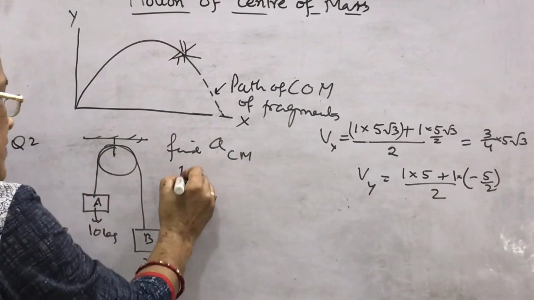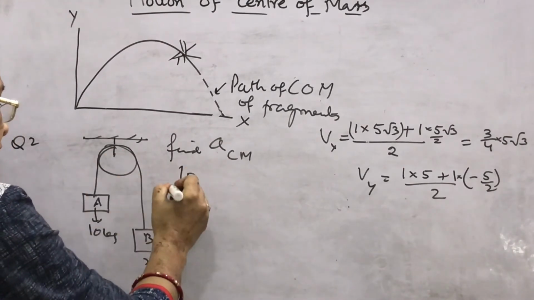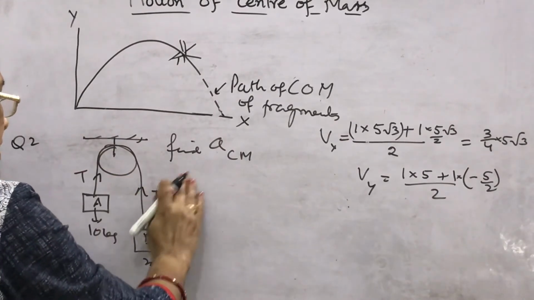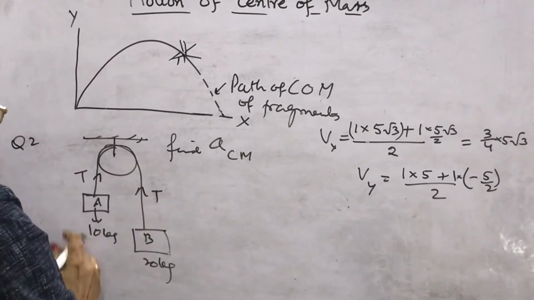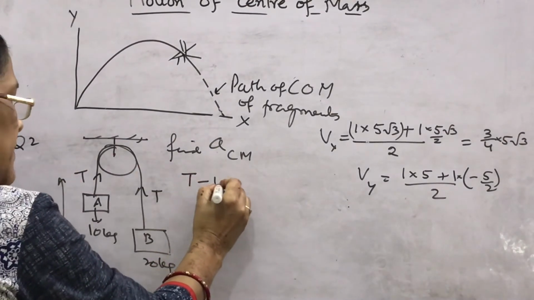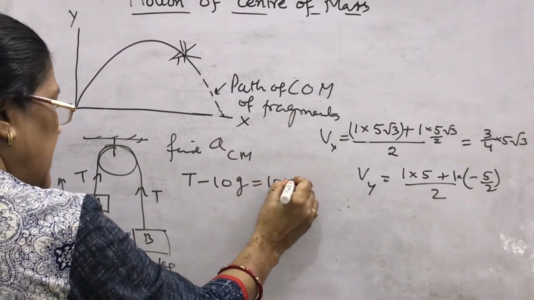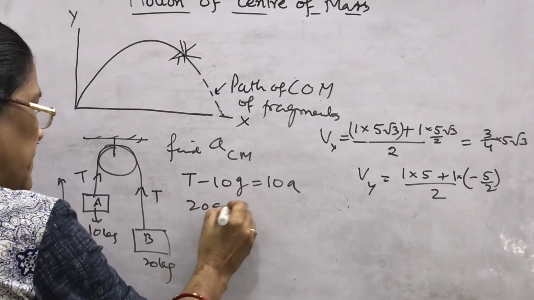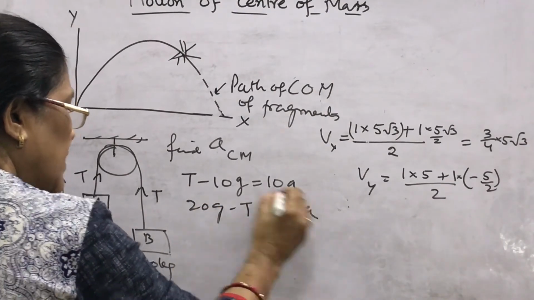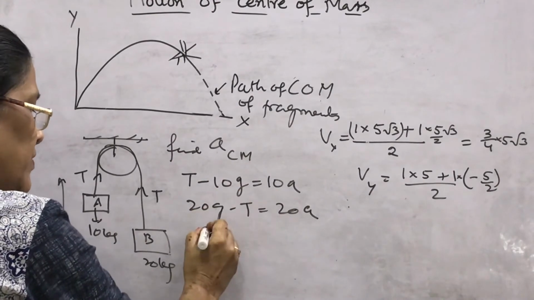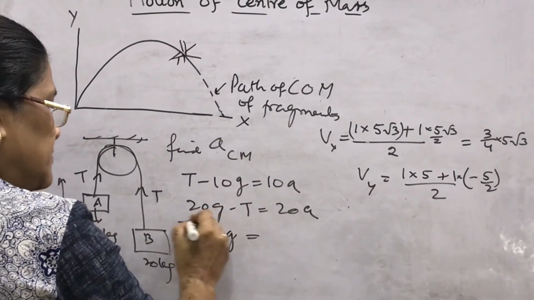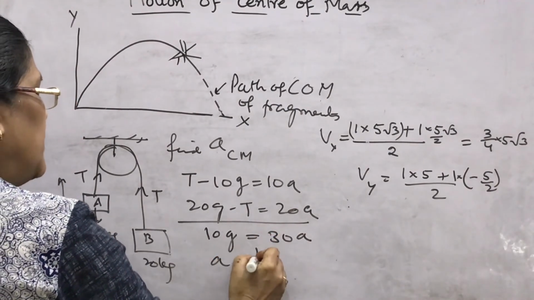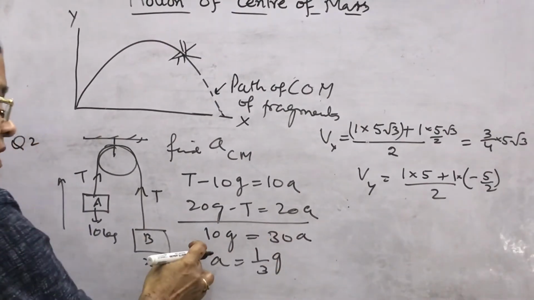First equation: this 10 g will be the weight downward and tension in the string upward. Then what will you write here? Since tension goes upward, you will write T minus 10 g equal to 10 a, if the acceleration is upward. Here downward, so you will write 20 g minus T equal to 20 a. Add these two equations, what will you get? 10 g equal to 30 a. That means a equal to 1 by 3 g. Look, 10 by 30, 1 by 3 g.